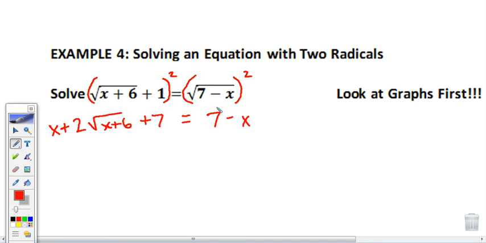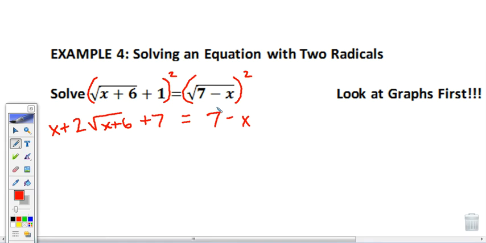Now, kids, by doing that, I've gone from two roots down to what? One. Now, once you get down to that one root, now your rules can start kicking in again, saying, hey, let's get this root all by itself. So I really want to get what to be all by itself right now.